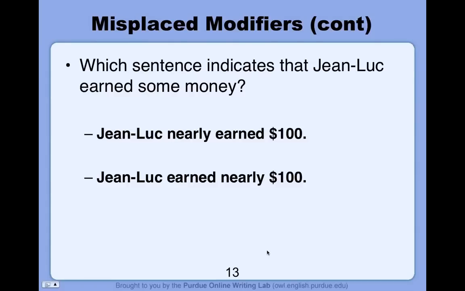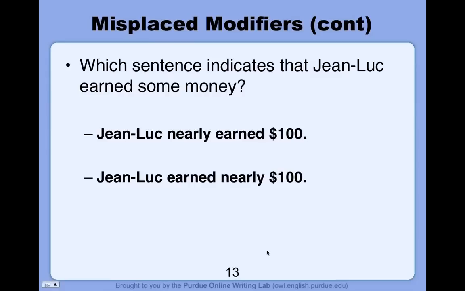Which sentence indicates that Jean-Luc earned some money? First one, Jean-Luc nearly earned $100. Second one, Jean-Luc earned nearly $100. So consider how to answer this slide's final question. Which sentence indicates that Jean-Luc earned some money?